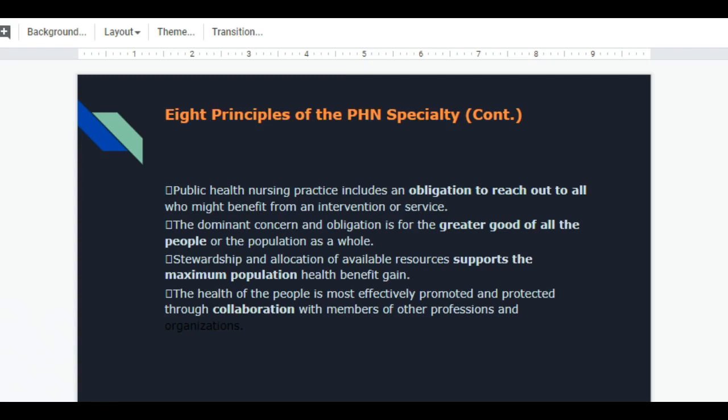So public health nursing practice is obligated to reach out to all who might benefit from interventions or service. The dominant concern in public health nursing is for the greater good of all people, or the population as a whole, not for the greater good of one specific person. Public health nurses are called to monitor the stewardship and allocation of resources so that we are giving our resources to the maximum support and supporting the population who needs it the most. The last one here is the health of the people is most effectively promoted and protected through collaboration with other members of professions and organizations.